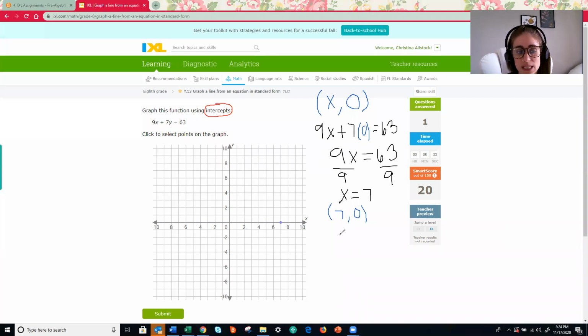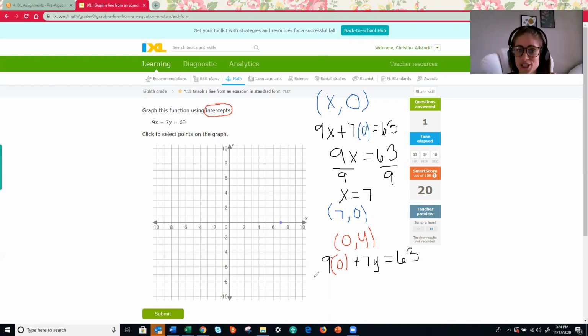So our y-intercept is the opposite. In order for it to be on the y-axis, that means I go nowhere on my x and I have some number for my y. So this time, I'm going through the exact same steps, only I'm substituting 0 in for x instead of for y. Instead of 9 times x, we have 9 times 0. And then I only have one x to substitute, so everything else stays the same. So plus 7y equals 63.